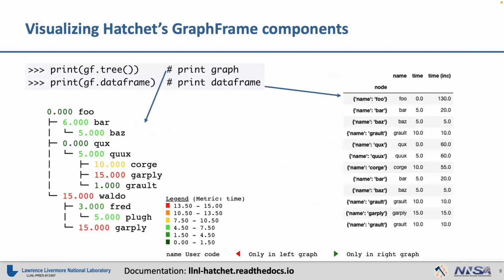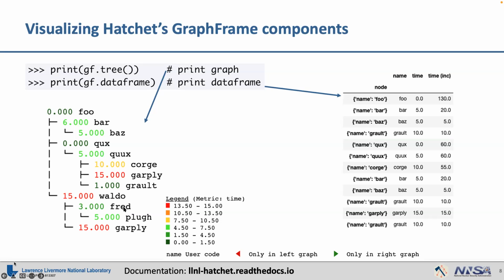So how do we visualize Hatchet's two graph frame components? If you have a variable that you've read in a particular file called GF, which is short for graph frame, Hatchet provides a tree function so that you can print out the call graph or calling context tree of that particular profile here on the left.